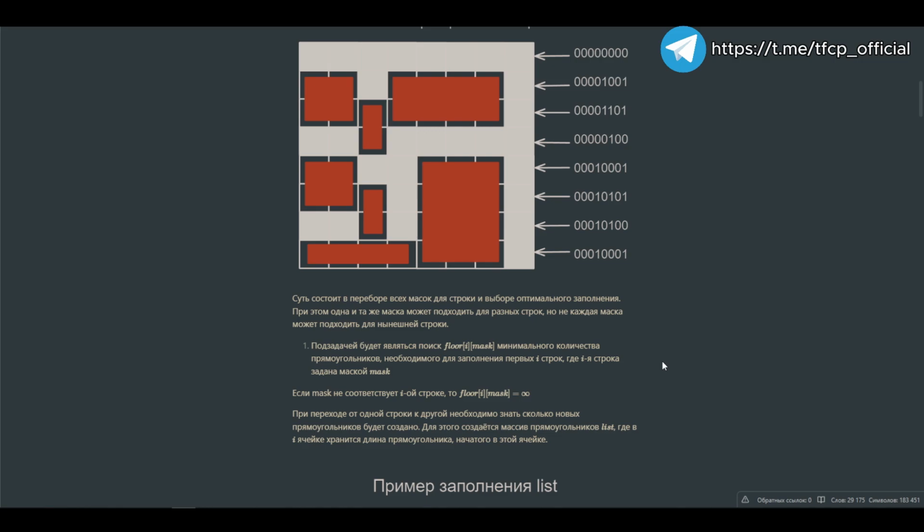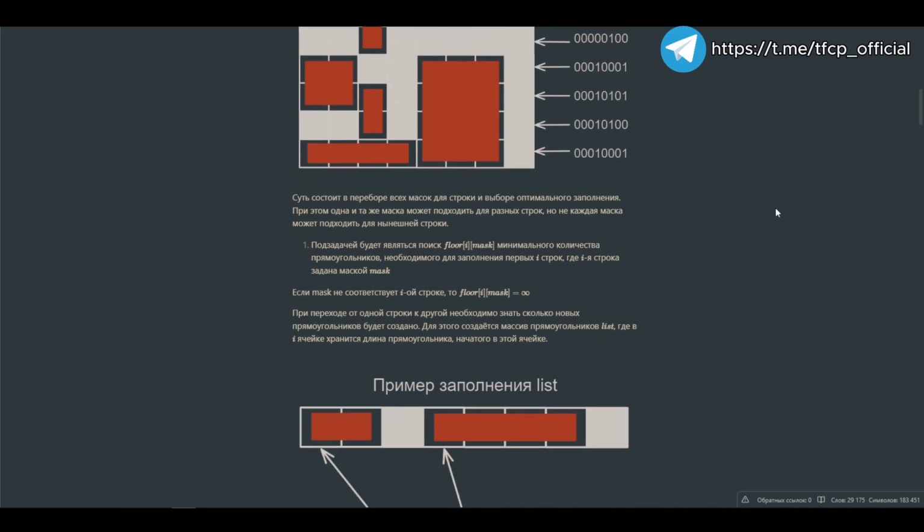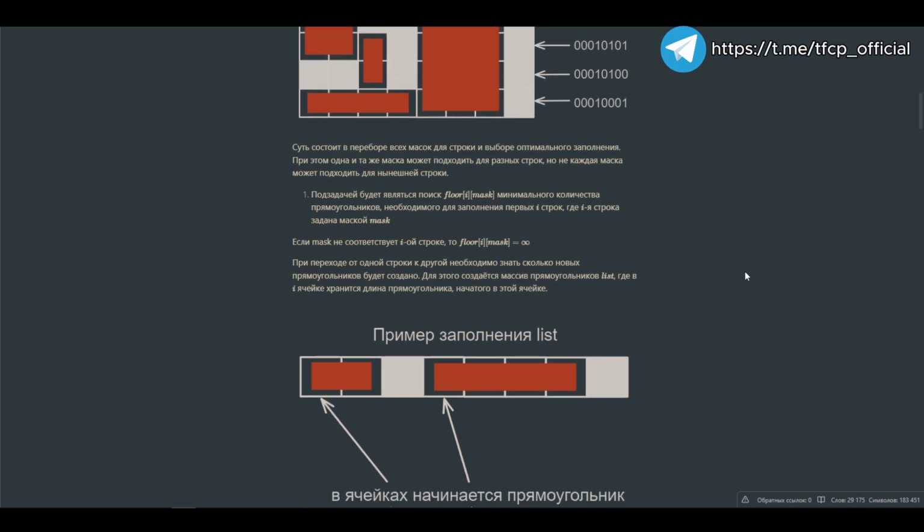Well, when transitioning from one row to another, we need to understand how many new rectangles we will essentially have to create. For example, right here, when transitioning from this row to the next, we will have a new rectangle, meaning there will be one more. We need to understand how many new ones will appear. Therefore, when transitioning from one row to another, an array of rectangles will be created, where the length of the rectangle will be stored in this cell, starting from this cell.